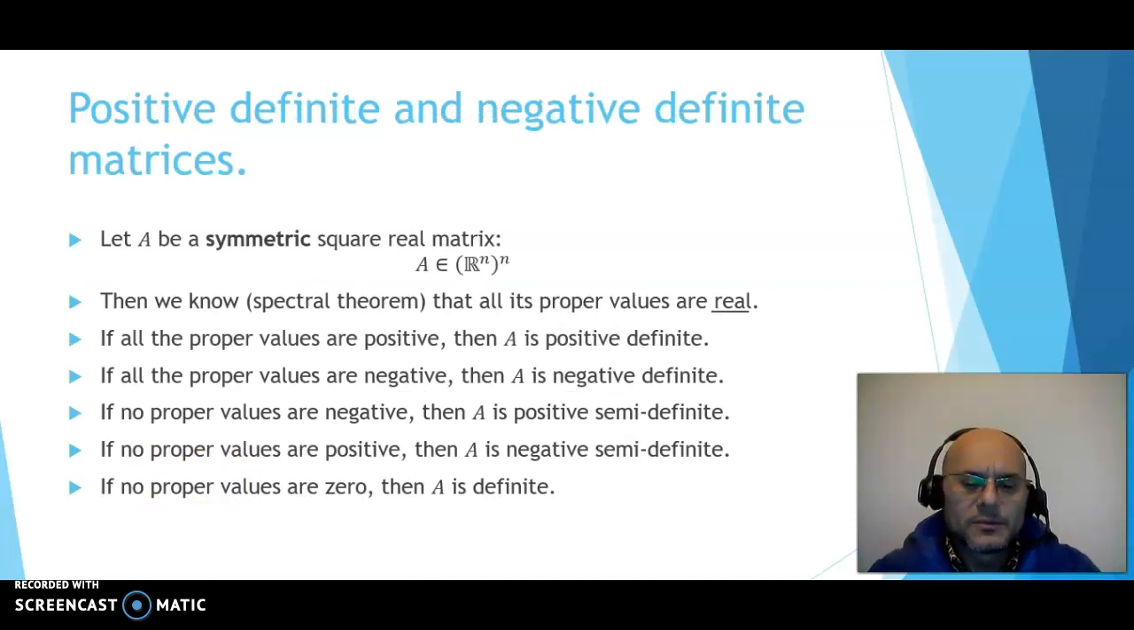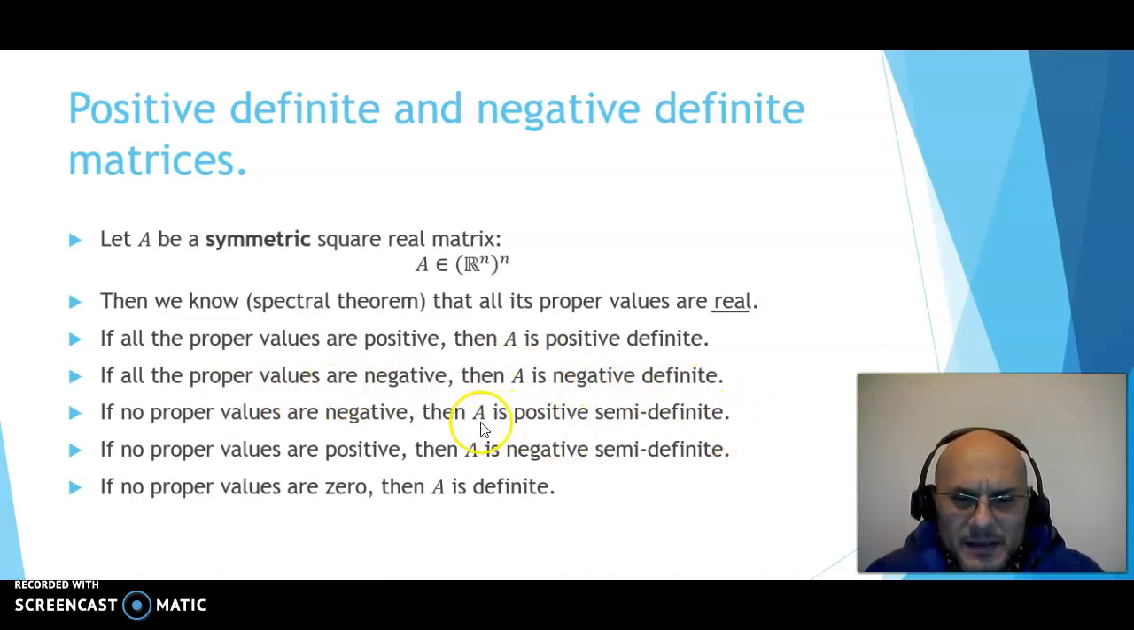What we are going to do is to take the proper values of the Hessian matrix. It is a symmetric matrix, and from the spectral theorem we know that all its proper values are real. That means that the imaginary part of them is always 0. Since they are real, we can think whether they are negative, 0, or positive. When all the proper values are positive, then the matrix is positive definite. The matrix is negative definite when all the proper values are negative.